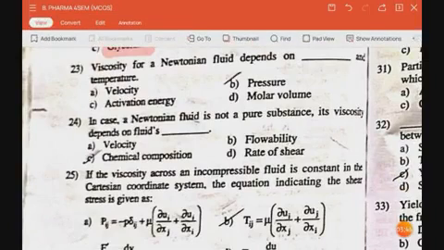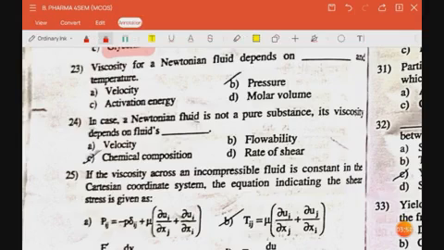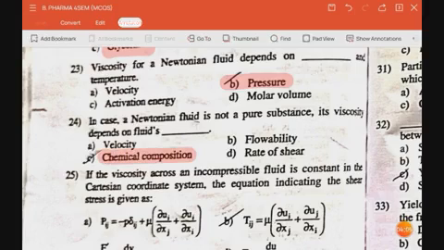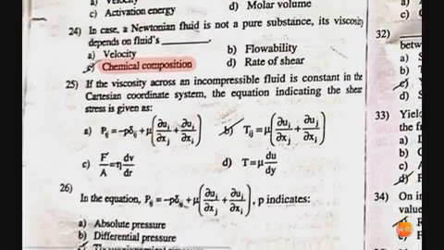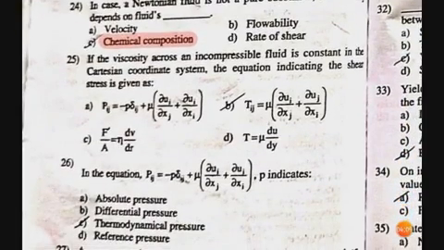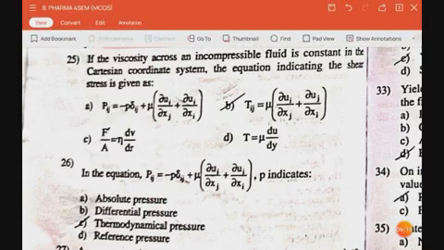The next question is viscosity for a Newtonian fluid depends on dash and temperature. So the answer is pressure and temperature. The next question is in case of a Newtonian fluid is not a pure substance, its viscosity depends on the fluid's chemical composition. The next question is viscosity across an incompressible fluid is constant in the Cartesian coordinate system.